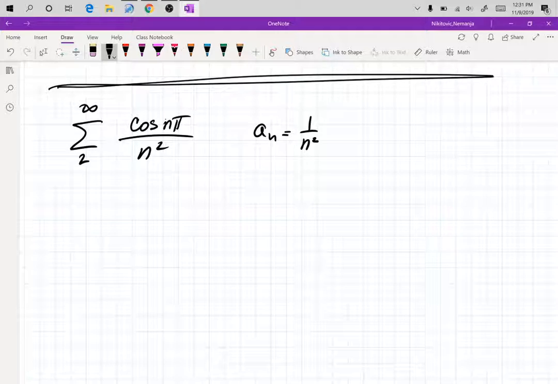So now you go: decreasing, then your limit. It's an absolute convergence.